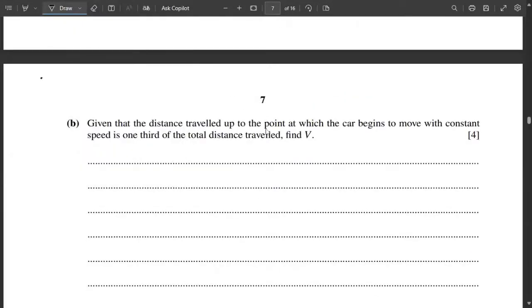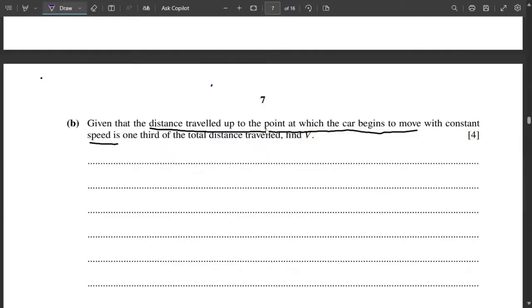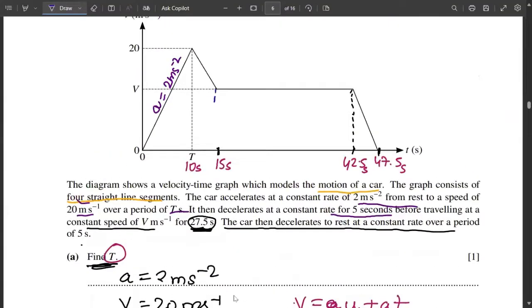Given that the distance traveled up to the point at which the car begins to move with constant speed. Okay, first let us process this much. That means up to this point, up to 15 seconds. Why? Because they have told the distance up to the car moves at a constant speed. And because after 15 seconds, the car starts to move at a constant speed at V.